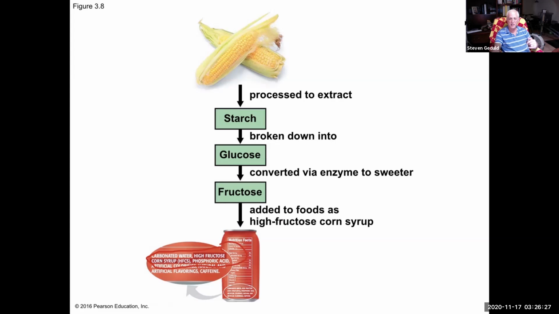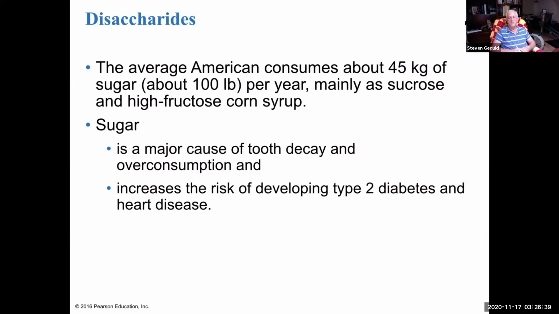So they take corn, they break it down, starch into glucose and fructose, and they turn natural starches into high fructose corn syrup. Okay? So the average American consumes 45 kilograms of this sugar every year. That's 100 pounds of sugar. And it's mostly as sucrose and high fructose corn syrup. So imagine 100 pounds of sugar on a scale. That's a tremendous amount of sugar. Okay, and that's your high fructose. That's what the average American consumes on a yearly basis. Major cause of tooth decay, overconsumption, like type 2 diabetes, heart disease, things like that.